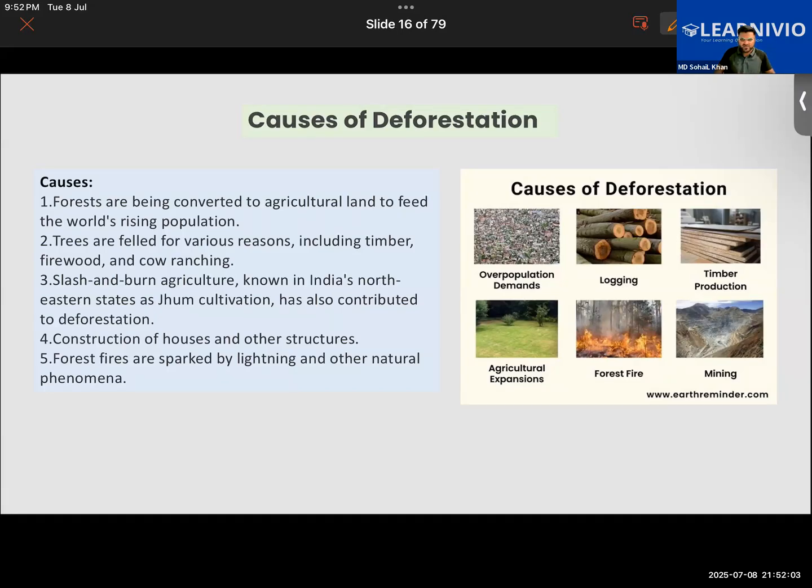Then there are some other man-made reasons also, like mining. Suppose in a given forest a large amount of uranium has been found, or coal, or some other important minerals like silicon or germanium. These are precious minerals, so that forest will be cleared and mining will start. So these are some of the causes of deforestation. Causes basically means the reasons why deforestation is being done.